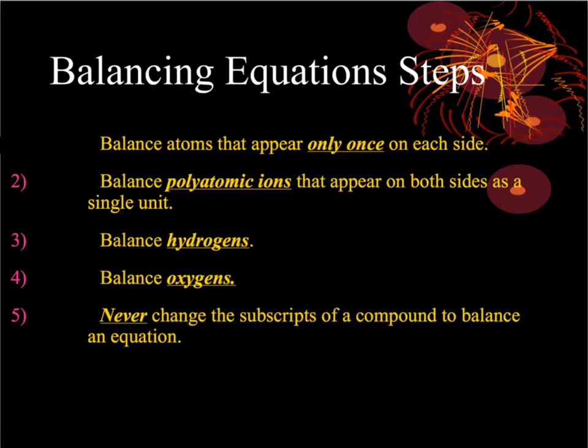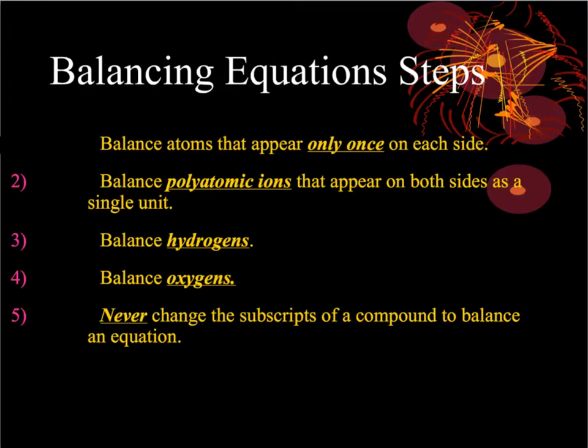When we balance chemical equations, we follow these steps. First, you want to balance the atoms that appear only once on each side of the arrow. We're talking about one side of the arrow versus the other side of the arrow. So if, for example, you just have an iron all by itself, it's not bonded to anything, it's just an iron on one side of the arrow and there's another iron on the other side of the arrow, you want to do that one first.